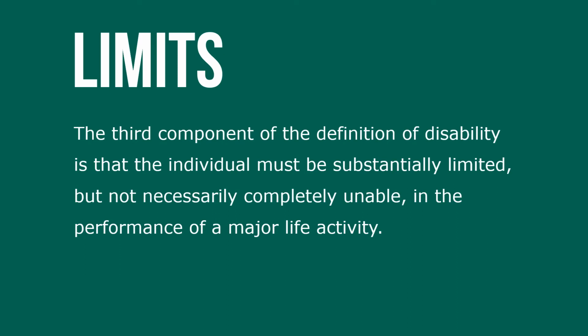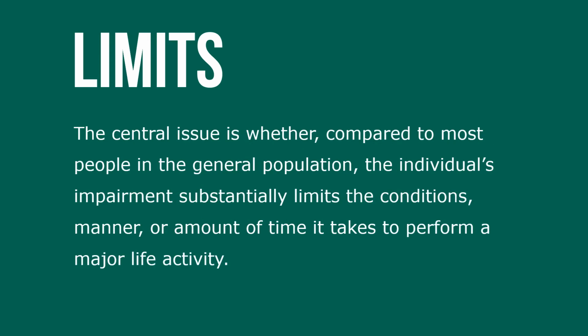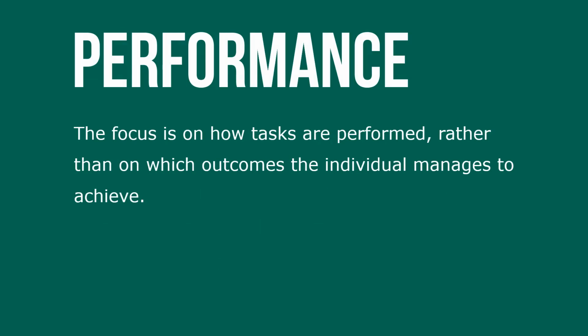The third component of the definition of disability is that the individual must be substantially limited, but not necessarily completely unable, in the performance of a major life activity. The central issue is whether, compared to most people in the general population, the individual's impairment substantially limits the conditions, manner, or amount of time it takes to perform a major life activity. The focus is on how tasks are performed rather than on which outcomes the individual manages to achieve.